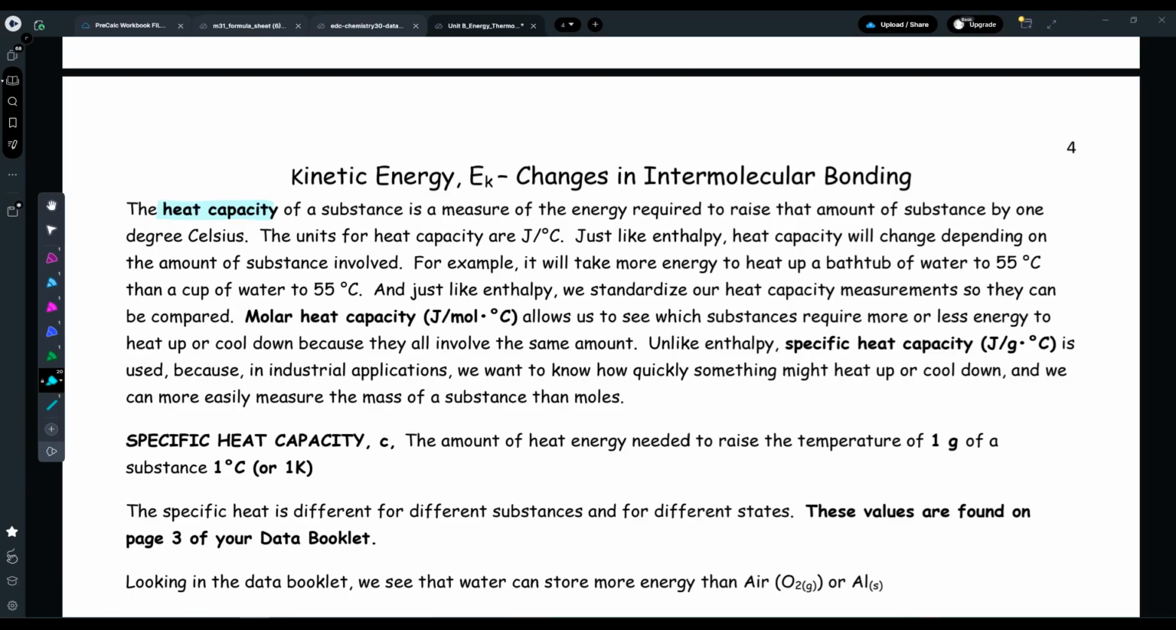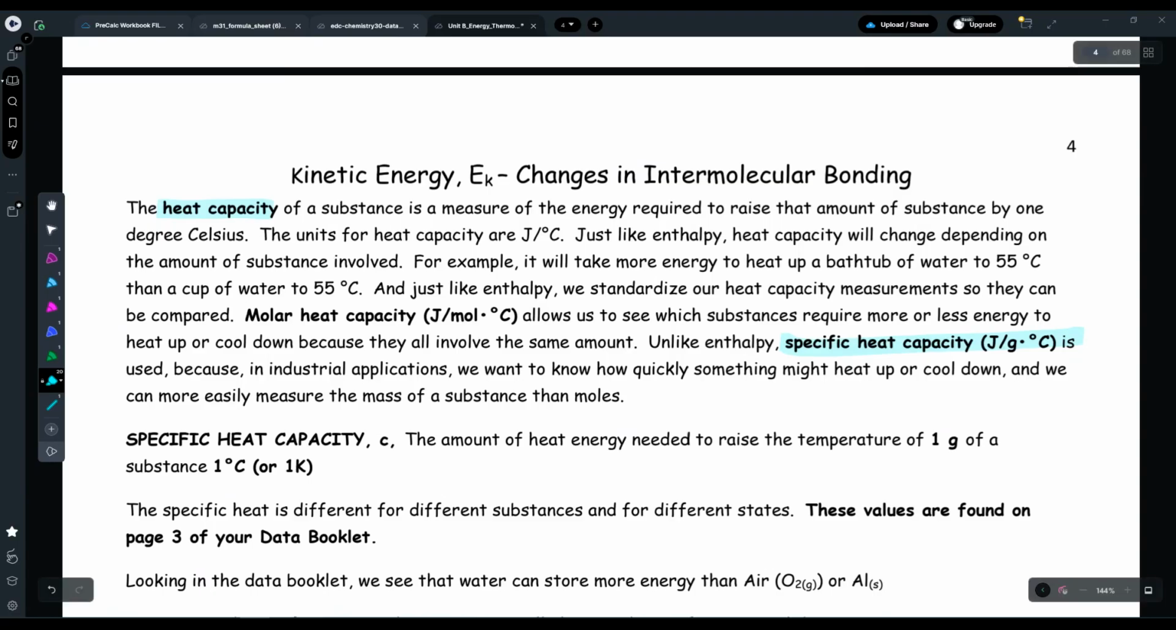And just like enthalpy, we're going to standardize our heat capacity measurements so that they can be compared. So we have molar heat capacity, which is joules per mole degree Celsius, which allows us to see which substances require more or less energy to heat up or cool down because they all involve the same amount. Unlike enthalpy, specific heat capacity is used. So what that's saying is specific heat capacity is the most important one here. It is used because in industrial applications we want to know how quickly something might heat up or cool down, and we can more easily measure the mass of the substance than moles.